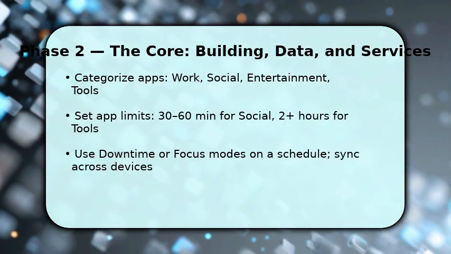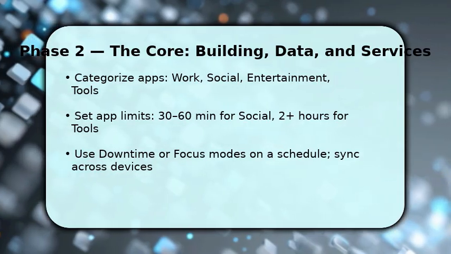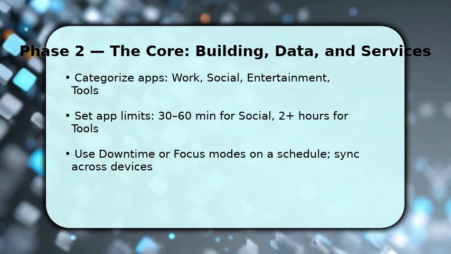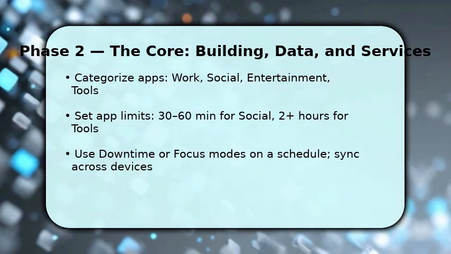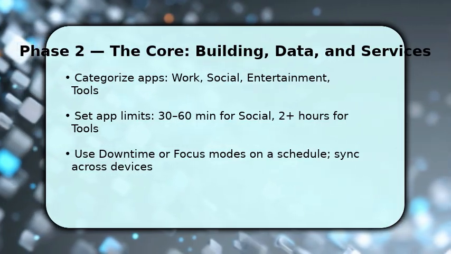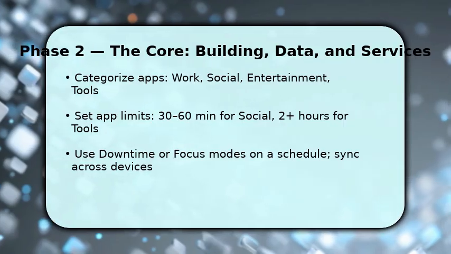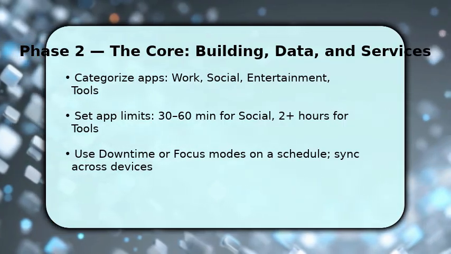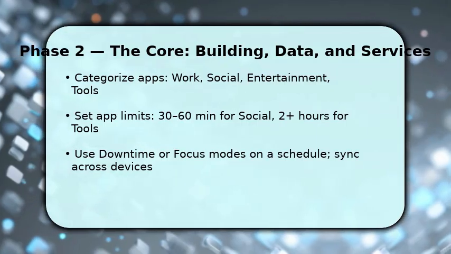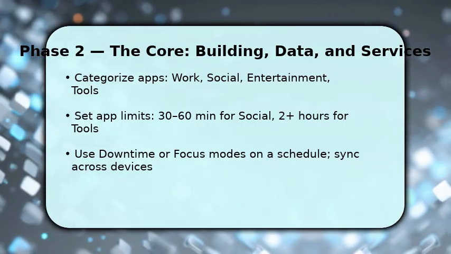Categorize each app into work, social, entertainment, or tools because the system enforces by category. Then, set specific app limits, 30 to 60 minutes for social apps, longer for productivity tools, and schedule downtime or focus modes so interruptions stop during blocks. Make sure to sync settings across devices to avoid loopholes.